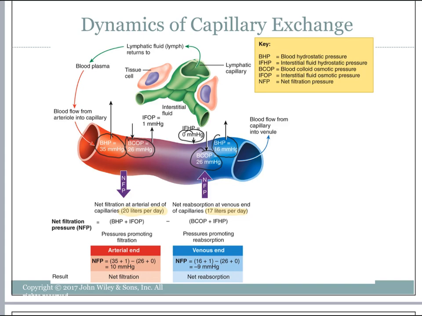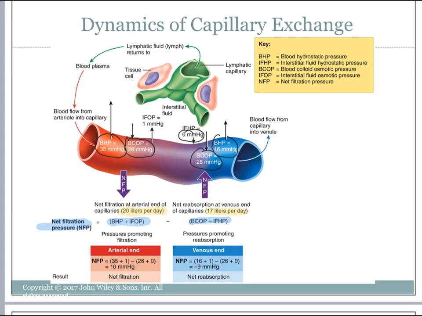Again, remember when we say processing, what we're talking about is the loading and unloading of oxygen, carbon dioxide, and nutrients and wastes. Now, let's look at the formula for net filtration pressure. Now, NFP is: we take blood hydrostatic pressure and interstitial fluid osmotic pressure, and we subtract that from blood colloidal osmotic pressure and interstitial fluid hydrostatic pressure, based on what end we're at.